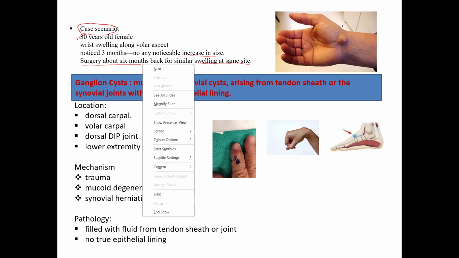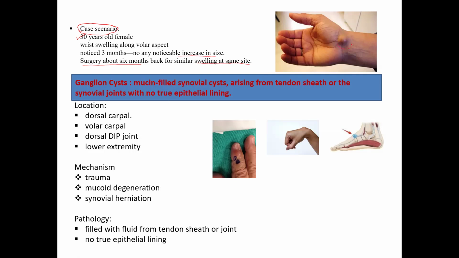If you see here, this is the clinical picture of the swelling. There is a swelling on the volar aspect, a small size swelling. So this is a ganglion. Okay. What is a ganglion?